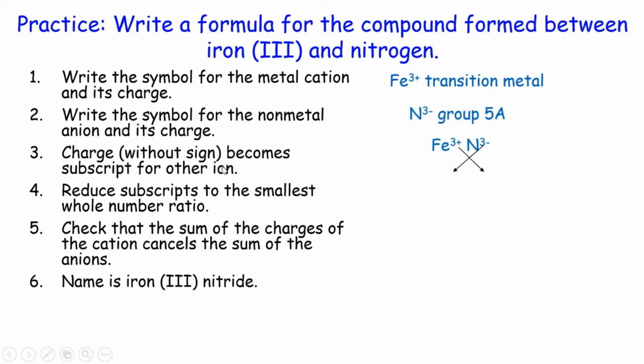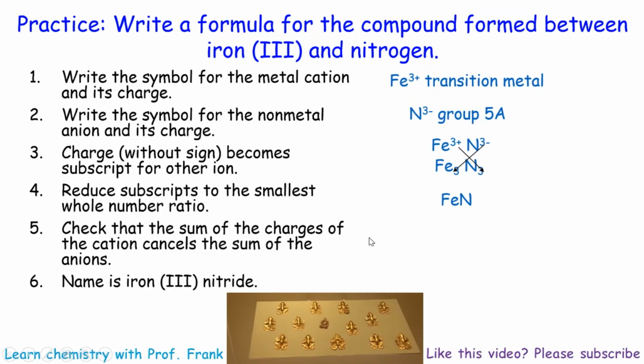Okay, so now you put them together, write the formula, and the charges become the subscripts. So iron 3, Fe3, and N3. But you have to remember to reduce the subscripts to the smallest whole number ratio. Divide everything by 3, you have FeN. And then of course you should check that the sum of the charges of the cation cancels the sum of the anion. Of course, that's 3 positive, 3 negative. So the overall charge for the compound is 0. So therefore, the name is iron(III) nitride.